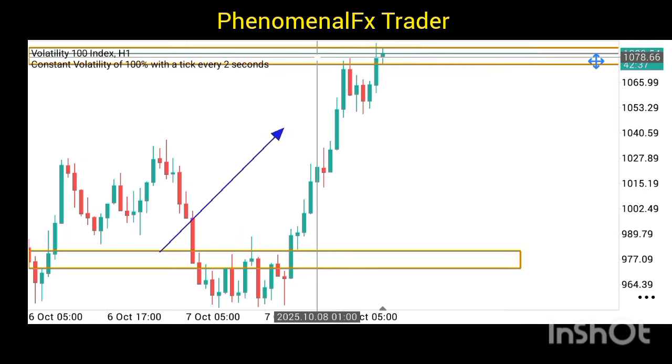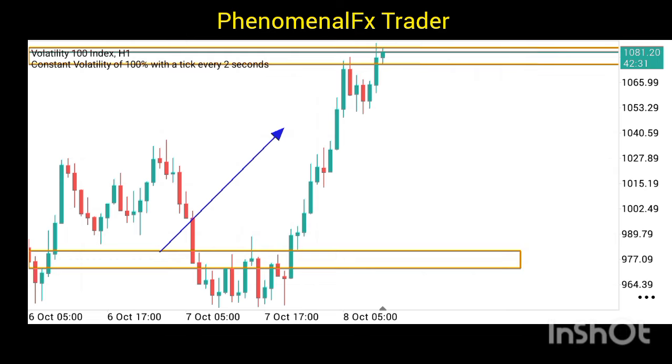the market will do what? The market will sell from that zone. If the current one hourly candlestick closes bearish, it's a very high chance the market will sell from that zone.